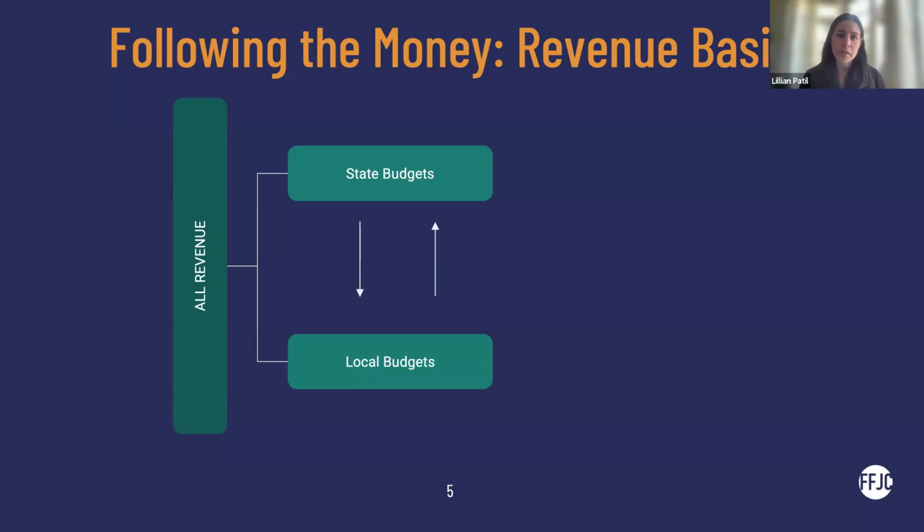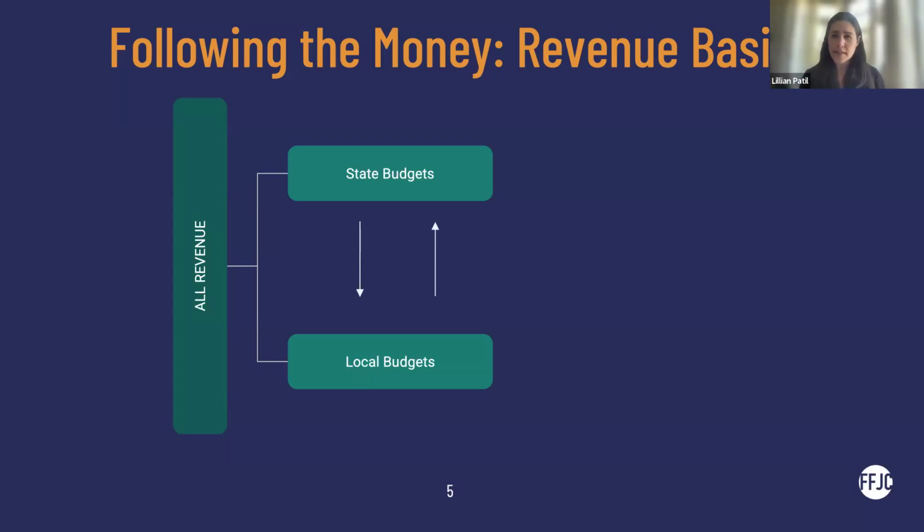And so the first thing you want to look for when you're starting your scavenger hunt for following the money is figuring out: do I want to be looking at state budget documents or local budget documents or both? Once you figure that out, then you can start to look at fund structure, and you want to try and figure out what funds the dollars from your fines and fees are going to.